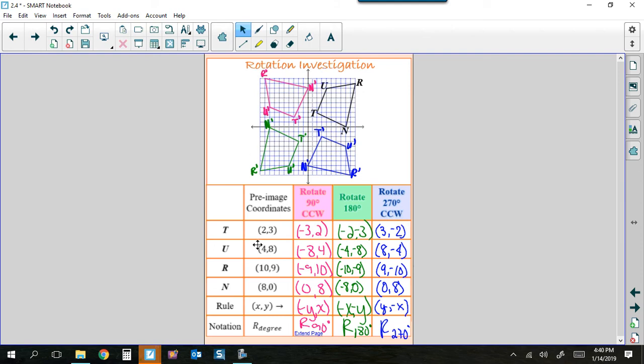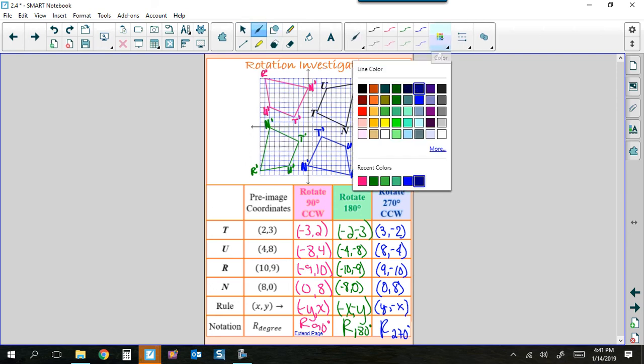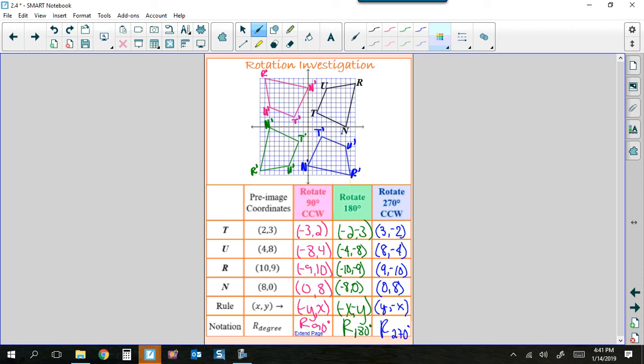Now, notice that the rule for a rotation counterclockwise of 270 degrees is y negative x. The important thing for you to remember is it does not matter where your image starts at. This will always be the rule.